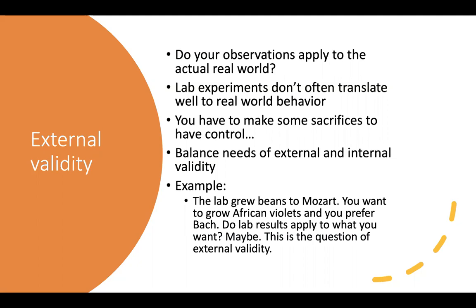So external validity is another piece of a good experiment. How externally valid are your findings? You want to balance those needs. So the example here is, let's say a lab grew beans to Mozart. So they're playing Mozart while they're growing beans. And you think, okay, that's great. It's classical music, right? And I want to grow a plant to classical music. And so in your mind, you're applying beans and Mozart, you're interpreting it as plants and classical music.